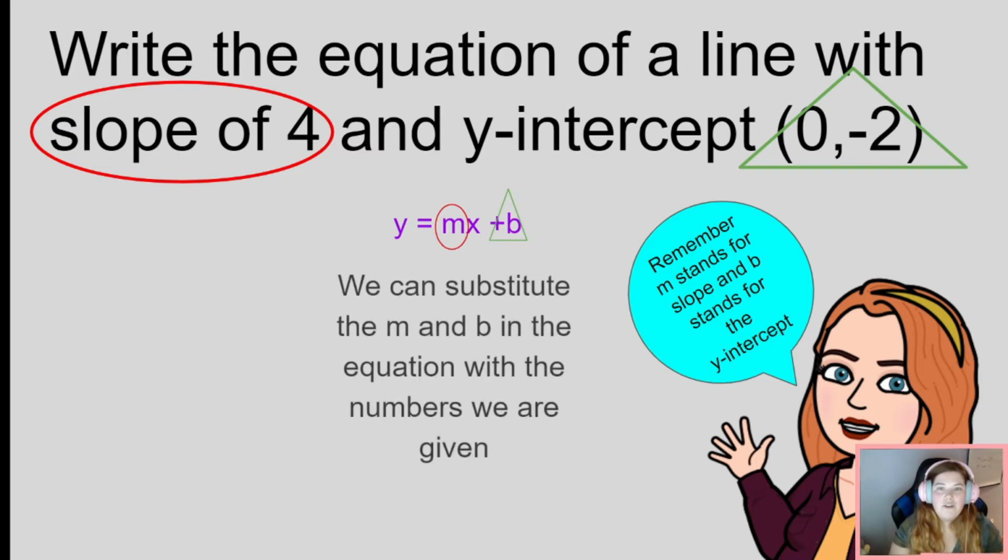So we're going to take the information we're given and replace or substitute the m and b value with the numbers we're given. So instead of m, I'm going to put a 4, and instead of b, I'm going to put a negative 2. But I'm going to be careful here when I write this. Our answer is going to be y equals 4x minus 2 because it's negative 2 for my y-intercept. Because it's (0, -2), my b value should be minus that number. Because it's a negative intercept, it should be minus that number.